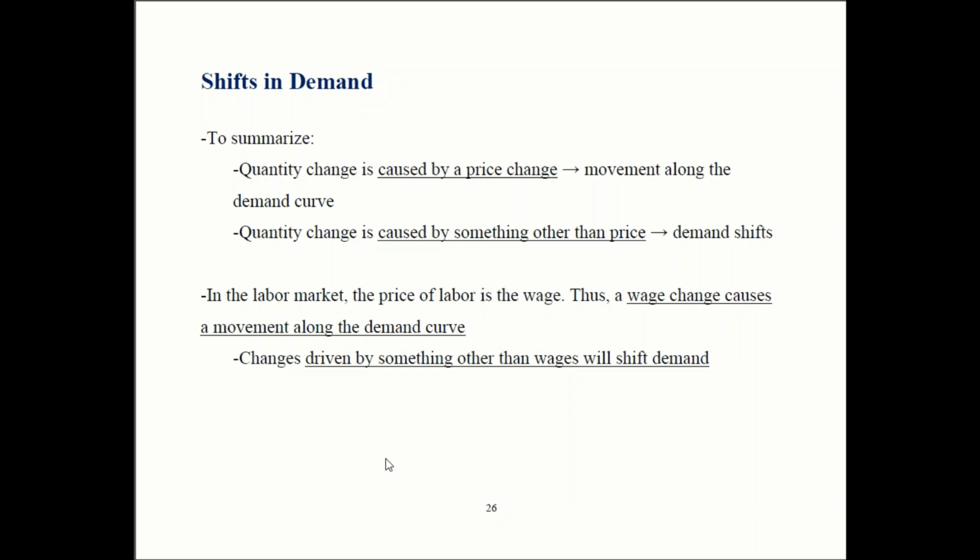So in the labor market, the price of labor is the wage, so a wage change gives you a movement along the same derived demand curve. If you change something other than the wage, like the firm's cost, or something like the market for the firm's final product, that's when you get a shift. So it really boils down to, is a change caused by a wage change, or is it caused by something else? That's how you know if you're going to shift demand or not.